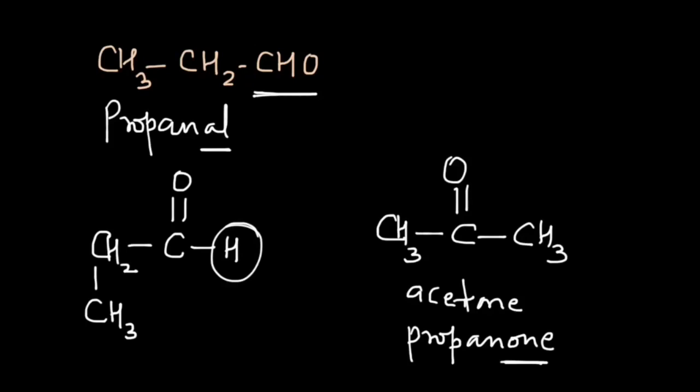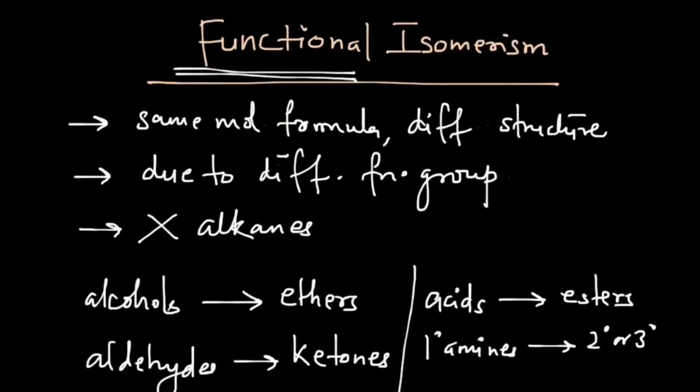So all you have to do is remember a few things, and that is alcohols are functional isomers of ethers, aldehydes are functional isomers of ketones, acids are functional isomers of esters, and amines are functional isomers of other amines with different degrees.